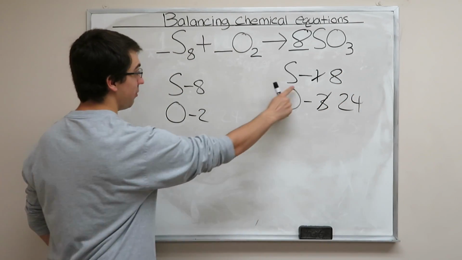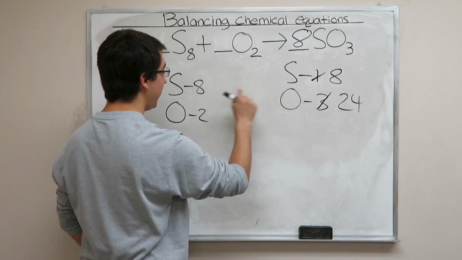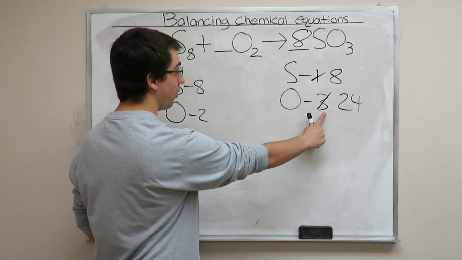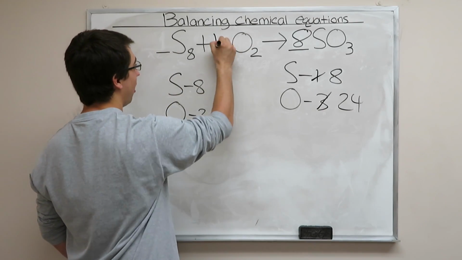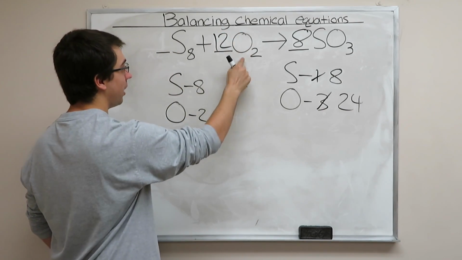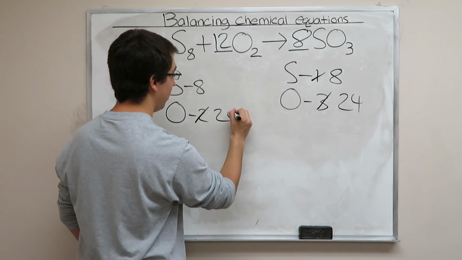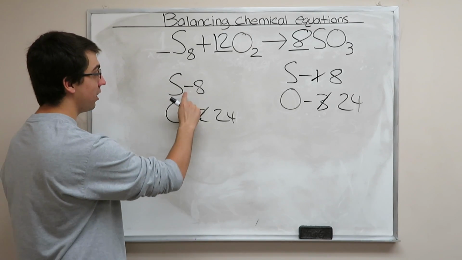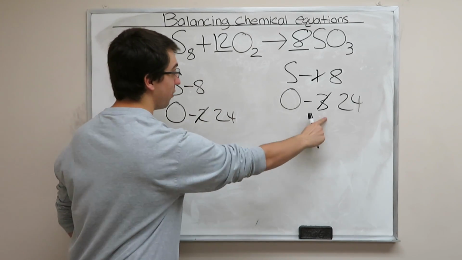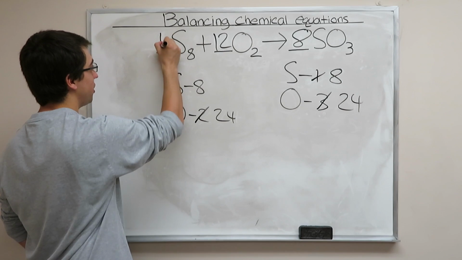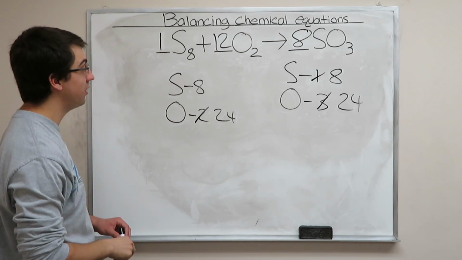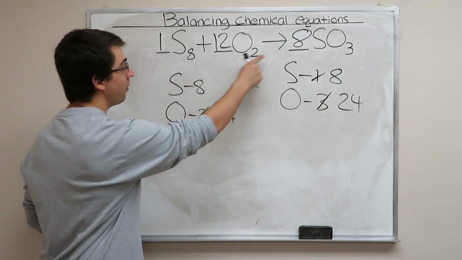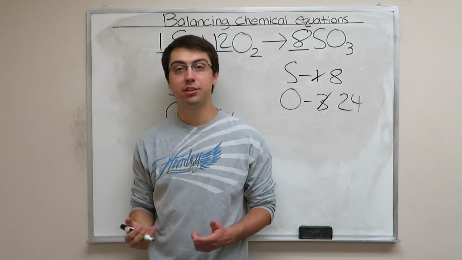And if we compare them, our sulfurs are balanced with 8 and 8, and our oxygens are not balanced. We have 2 on the reactants and 24 on the products. So if I come up here to oxygen, put a 12. 12 times 2 is 24. Now we have 24 oxygens, and our oxygens are balanced. And if we check, our sulfurs are balanced, our oxygens are balanced. And here I'm going to add the coefficient 1. It's not necessary, but you can if you'd like. And our stoichiometric coefficients are 1, 12, and 8. And this equation is balanced.